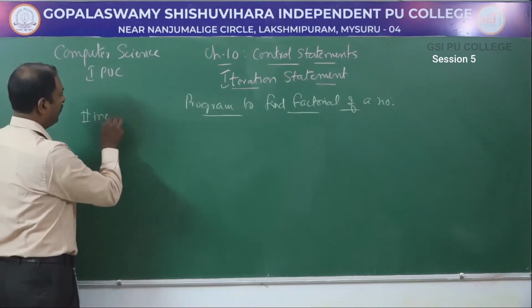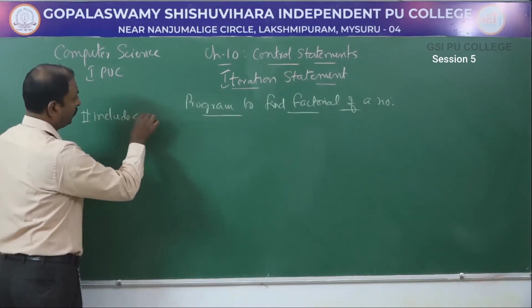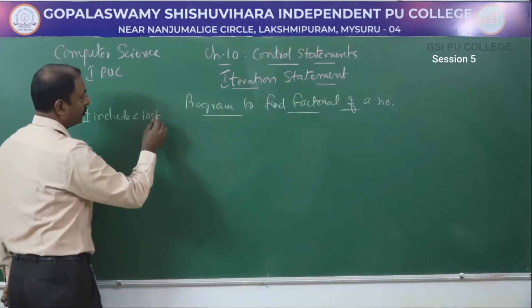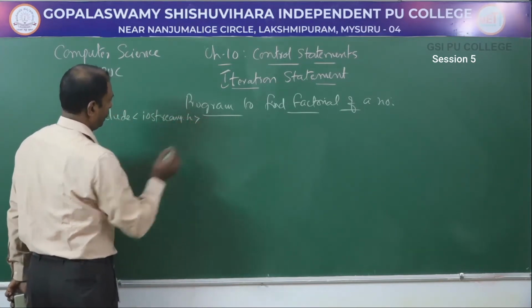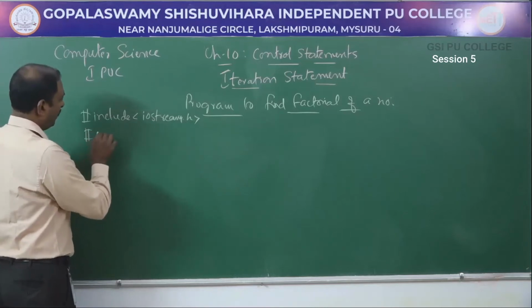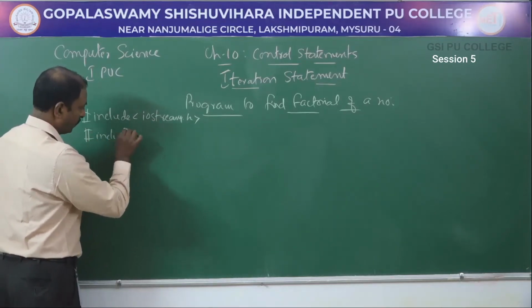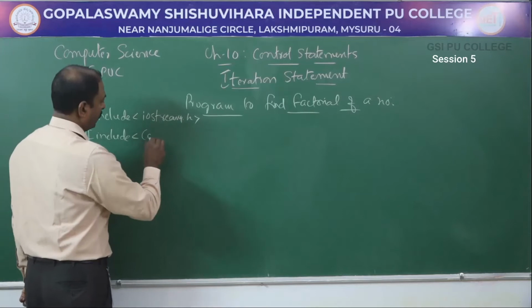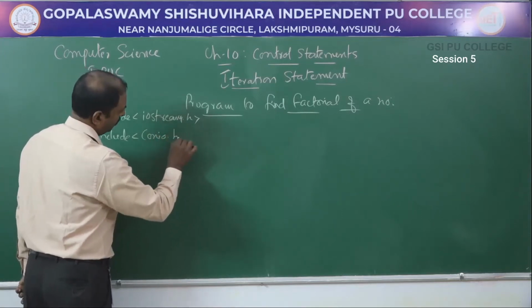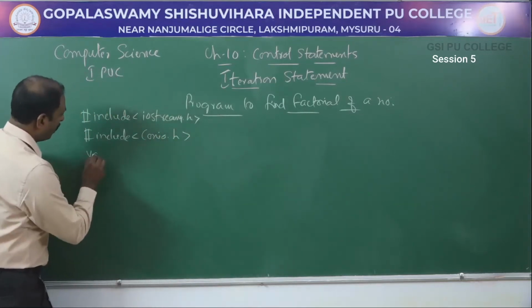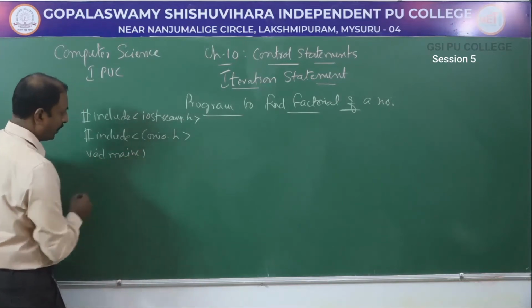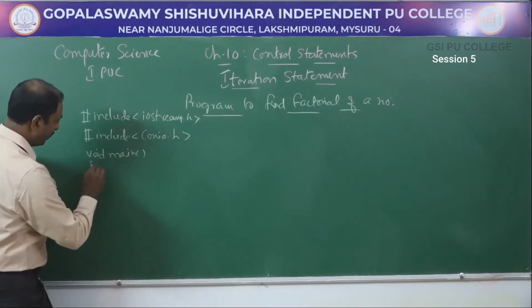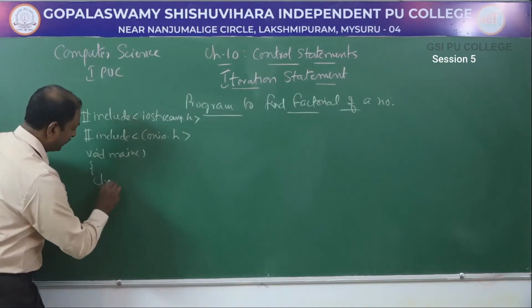Header file: #include <iostream.h>, #include <conio.h>, void main(), then open the bracket, clrscr().